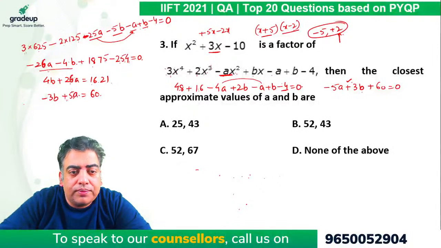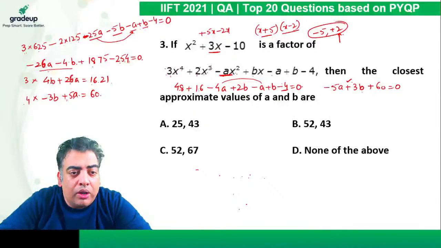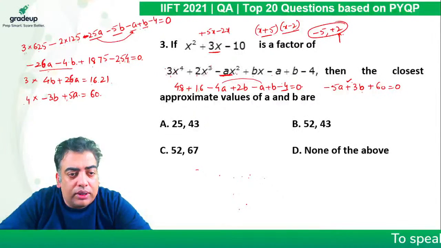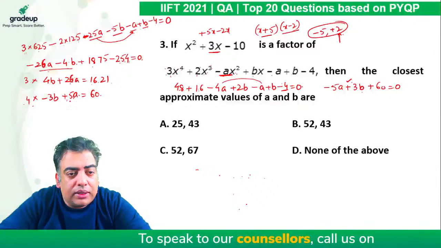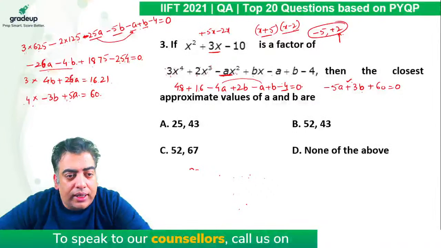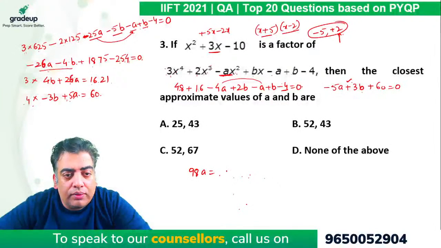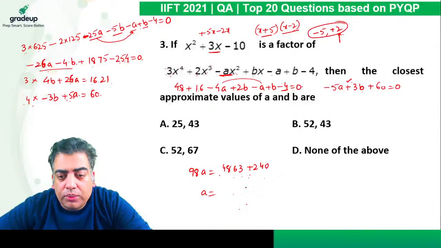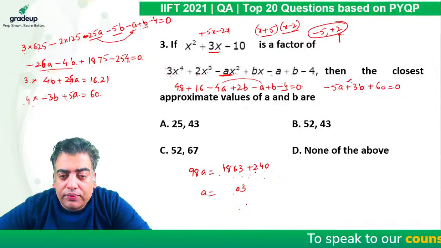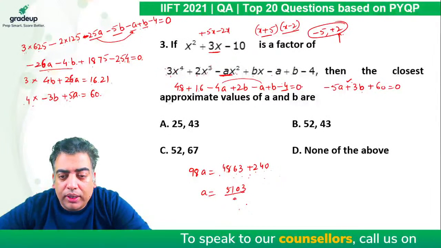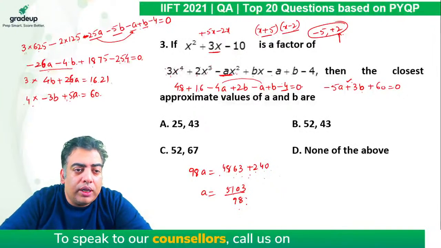This is the equation. Let's multiply this with 3 and this with 4. On addition, this gets cancelled out, right? So this will be 78 plus 20, which is 98a, which equals 4863 plus 240. So a comes out to be 63 plus 40 is 103, 48, 50, 5103 upon 98. Okay, now leave it for now.